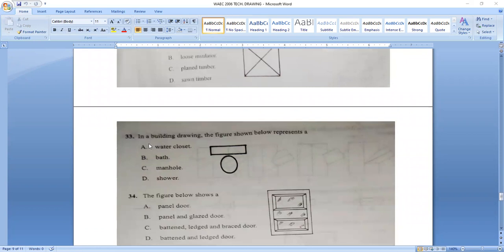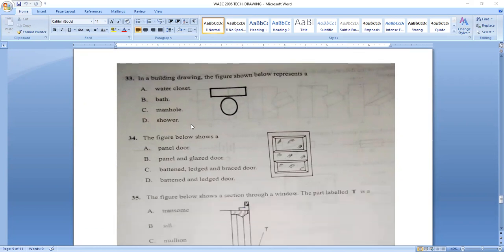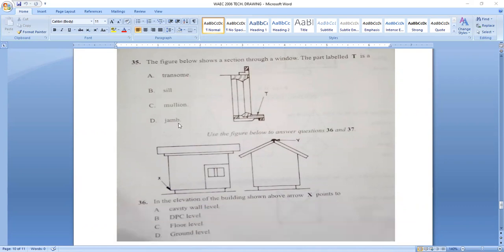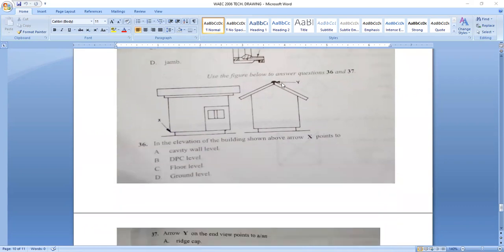Then in question 33, in a building drawing, the figure shown below represents a water closet. That is option A. Then question 34, the figure below shows a panel and glazed door. Question 35. The figure below shows a section through a window. The part labeled T is called seal. That is option B.